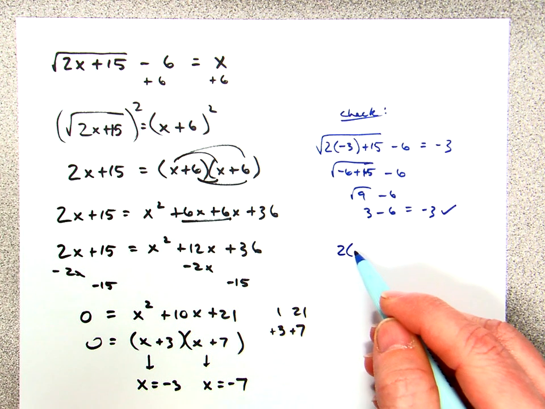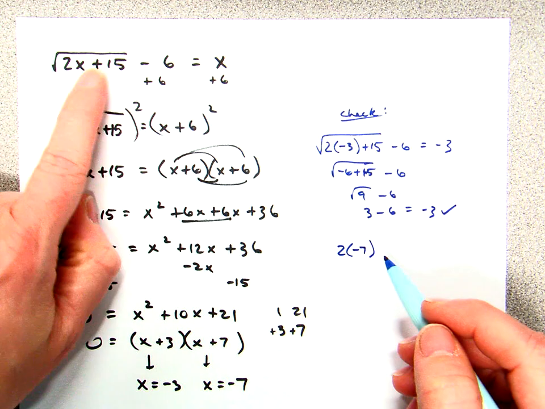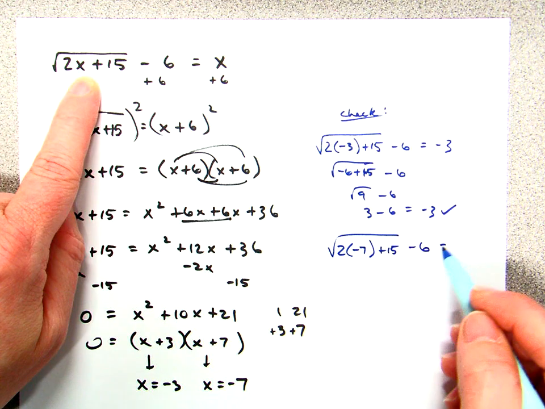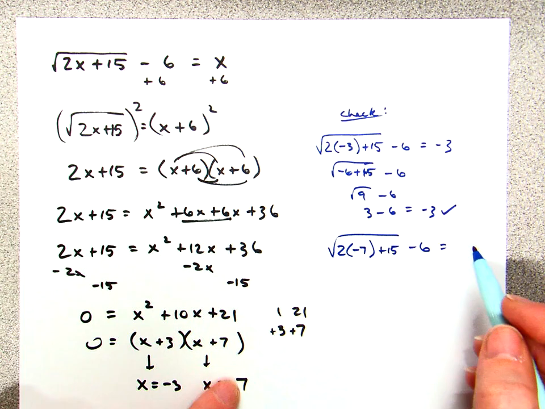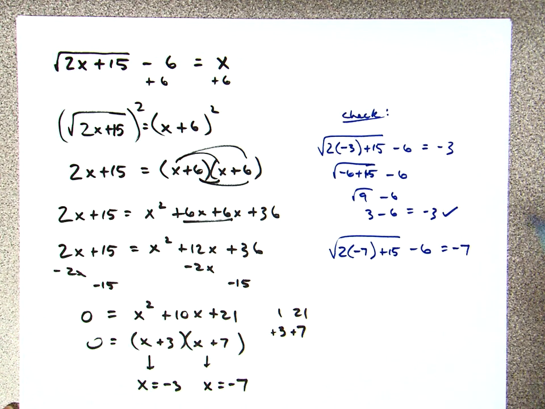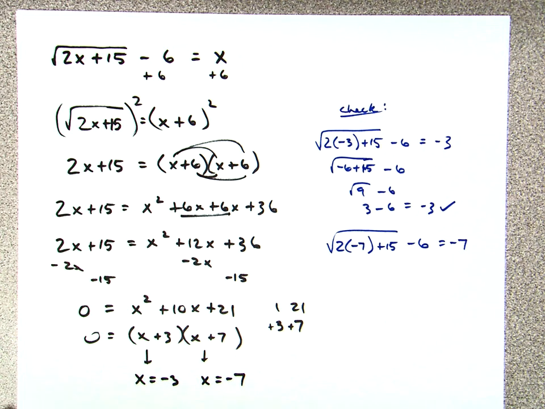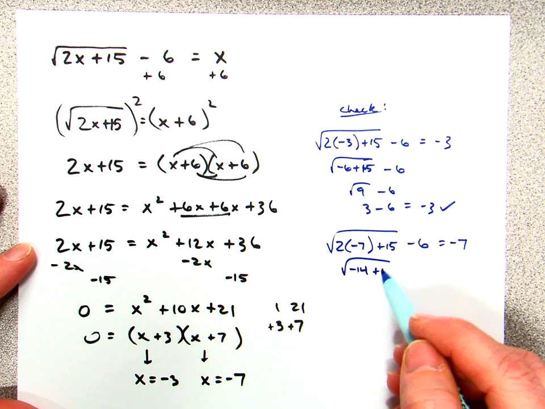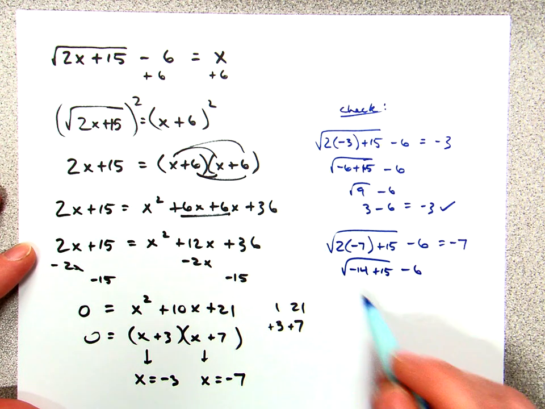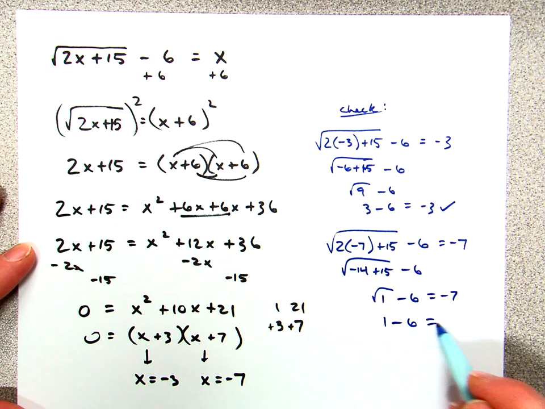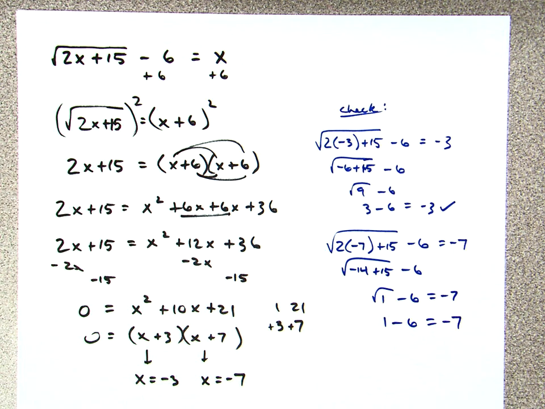So 2 times x, which is negative 7, plus 15, that's under the root, minus 6 needs to be equal to x, which is negative 7. Just make sure you put the x's in all the places. It's very common to put the 3 here because we thought it was equal to negative 3. So, what do we got? 2 times negative 7 is negative 14 plus 15. Still got the minus 6. So, what's that? 1. The square root of 1 minus 6 is negative 7? 1 minus 6 is not negative 7.